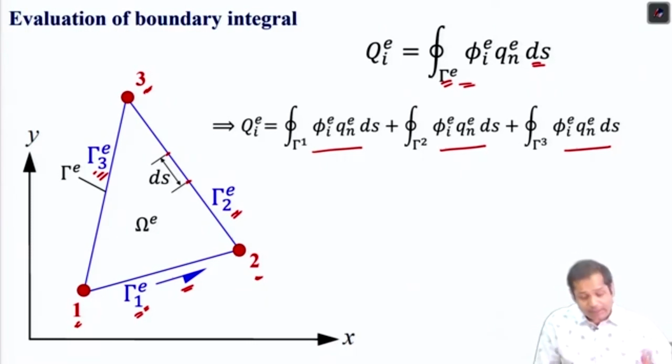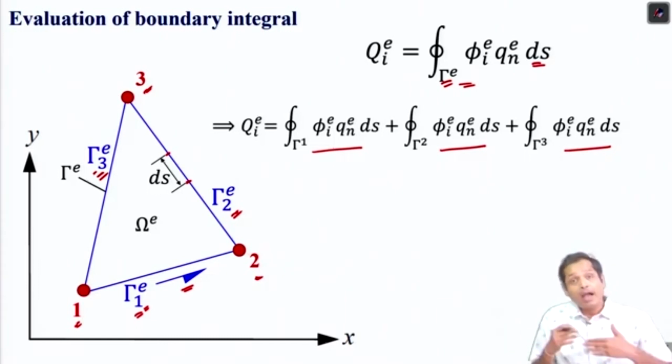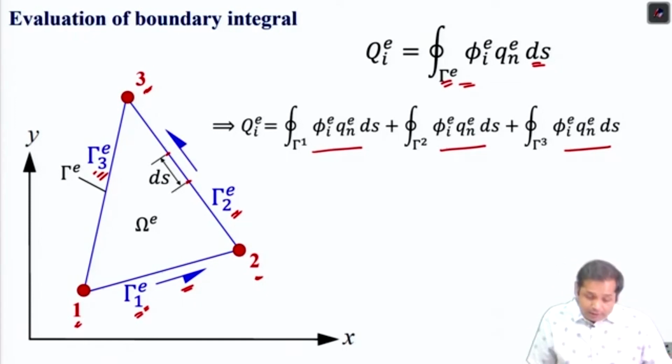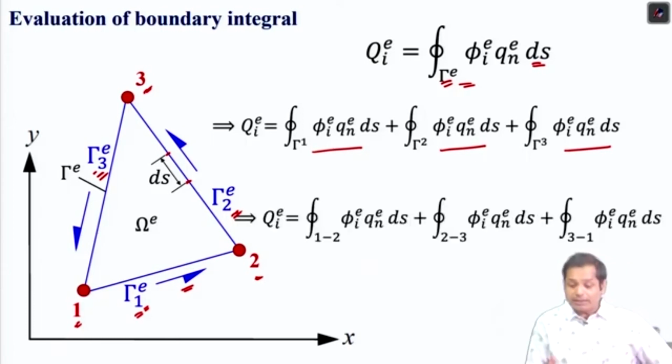Now this arrow shows how the boundary is defined. Gamma 1 is defined between node number 1 and 2. The starting point of the boundary is node number 1 and the end point is node number 2. So we are moving in this direction. This is important because when we write the shape function, the ordering is important. Similarly, boundary number 2 is between node number 2 and 3, and boundary number 3 is like this, between node number 3 and 1. So this equation can be represented like this.